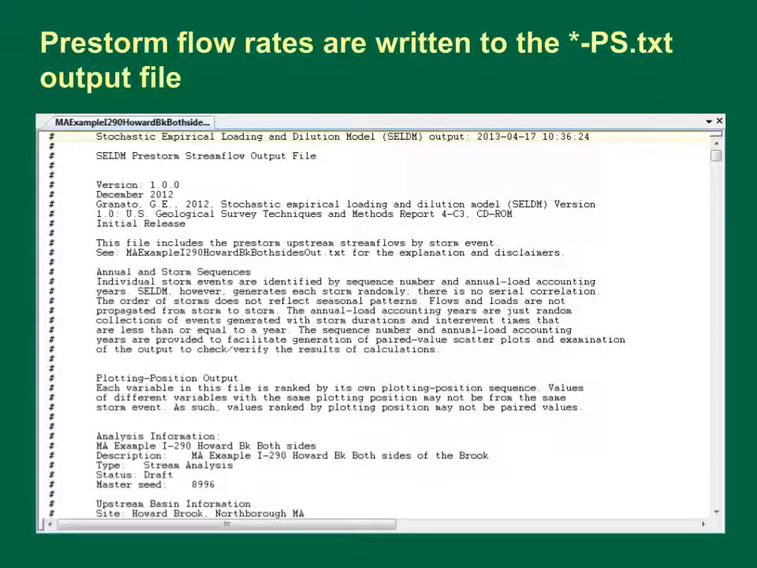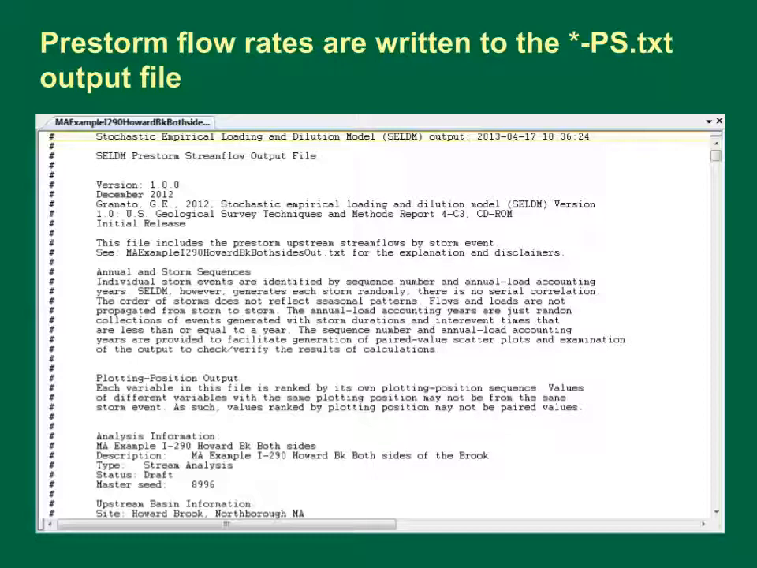Pre-storm flow rates are written to the -ps.txt output file in the analysis directory under the FHWA-SELDM folder on the root drive of the computer. This file contains a list of the stream gauges with site characteristics and statistics for the proportion of zero flows, the geometric mean flow in CFSM, and the geometric standard deviation and skew, which are unitless, in tab-delimited format. The file also contains the plotting position and upstream pre-storm flow rate in cubic feet per second for each event in the simulation. As the file indicates, individual storm events are identified by sequence number and annual load accounting years.